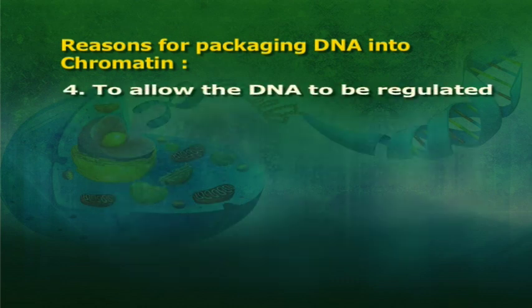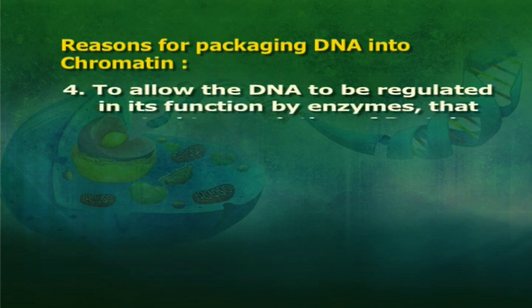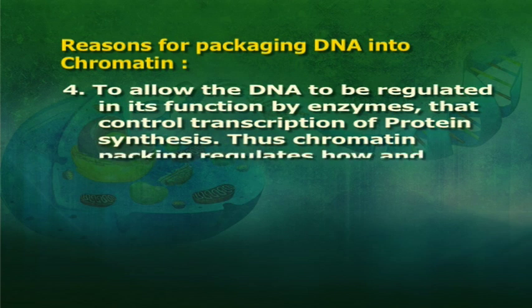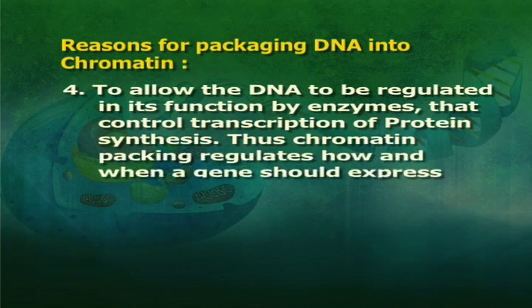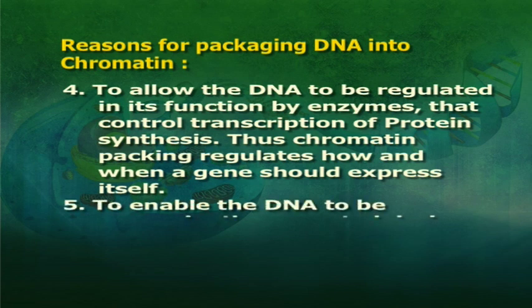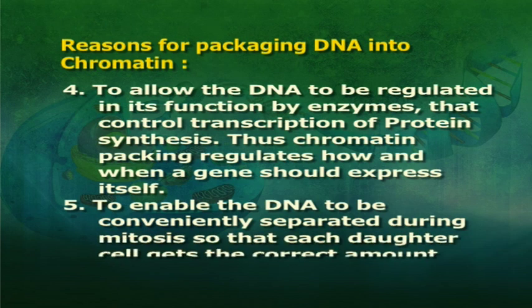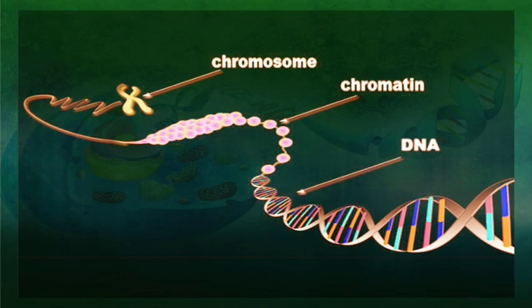The fourth one is to allow the DNA to be regulated in its function by enzymes that control transcription of protein synthesis. Thus, chromatin packing regulates how and when a gene should express itself. The fifth one is to enable the DNA to be conveniently separated during mitosis so that each daughter cell gets the correct amount of DNA. Chromatin is therefore a complex of macromolecules such as DNA, RNA and proteins, assembled together.